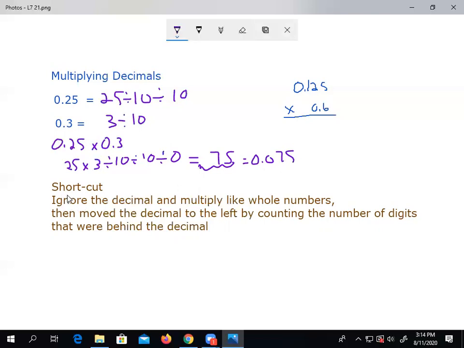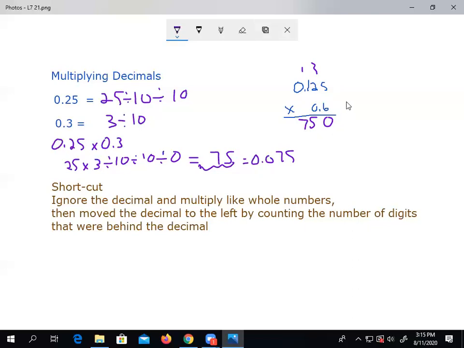So there's a little bit of a trick to multiplying decimals. Essentially what we do in our shortcut is we ignore the decimal and multiply like whole numbers. Then we move the decimal to the left by counting the number of digits that were behind the decimal to begin with. So if I want to multiply 0.125 times 0.6, I ignore the decimal and just focus on 125 times 6. So 6 times 5 is 30, carry my 3. 6 times 2 is 12, plus 3 more makes 15. Carry my 1. 6 times 1 is 6, plus 1 more makes 7.